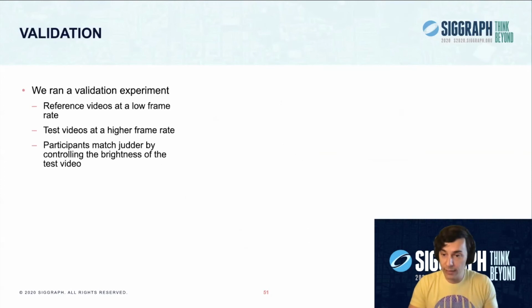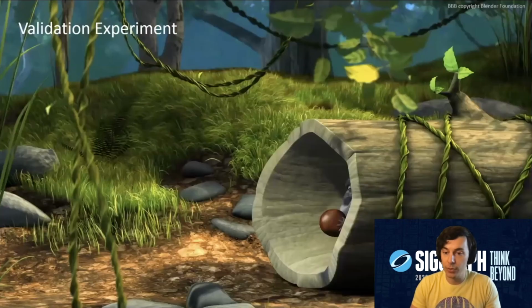Finally, we've created this model, but we also validated it through a validation experiment. What we did with this experiment was we showed reference videos at a low frame rate, test videos at a high frame rate, and participants had to match the judder between the two by controlling the brightness of the high frame rate test sequence. Here are the sequences that we used.